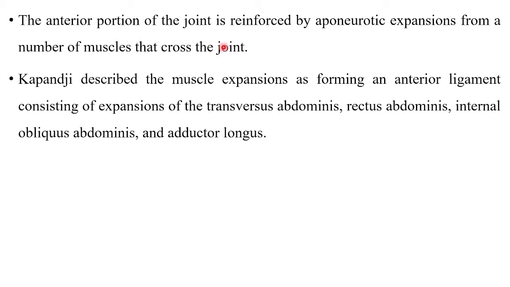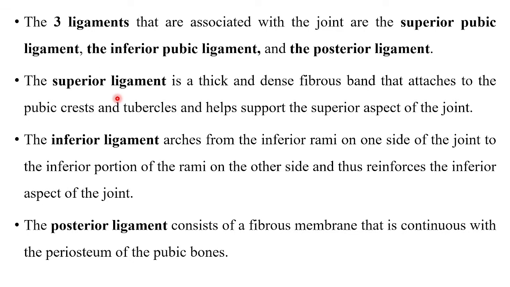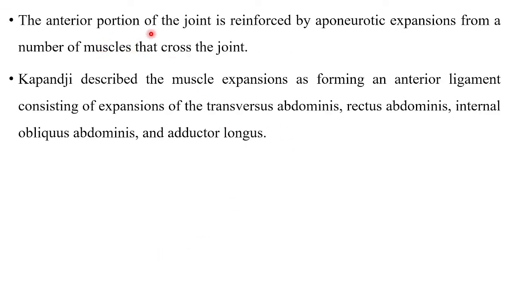The anterior portion of this joint is reinforced by aponeurotic expansions from a number of muscles that cross the joint. So apart from these three ligaments, that is the superior, inferior, and posterior ligaments, there is another expansion, that is the anterior portion or anterior ligament. This is reinforced by the aponeurotic expansion from the muscles crossing the anterior aspect of the joint.